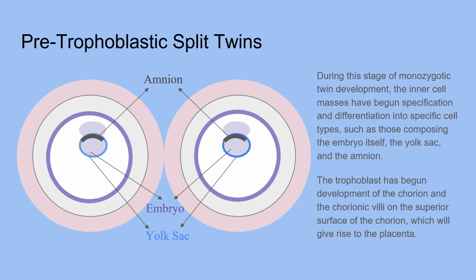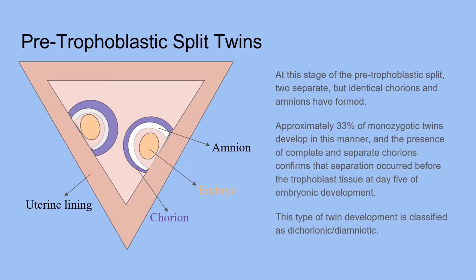The chorion and the chorionic villi on the superior surface will give rise to the placenta. So at this stage in the pre-trophoblastic split, the identical chorions and amnions have formed, and they've adhered to the uterine lining. Again, 33% of monozygotic twins develop in this manner with completely separate embryonic structures.